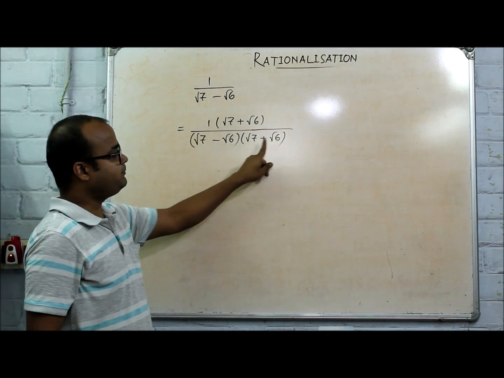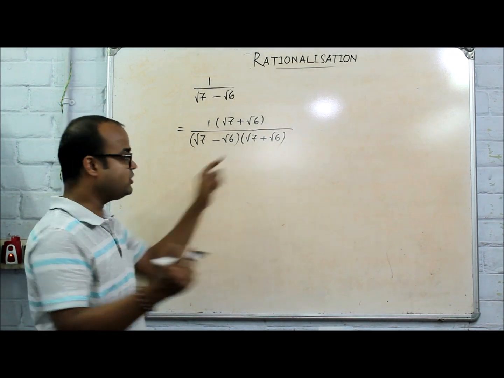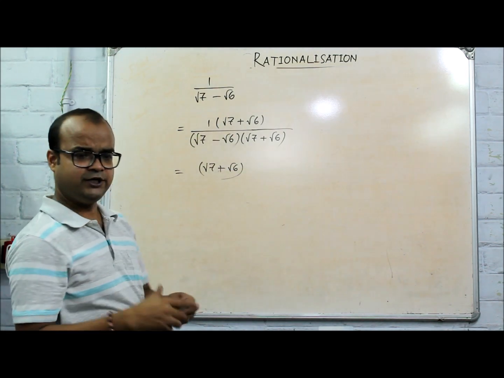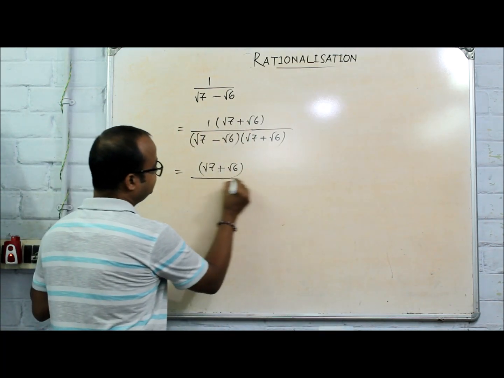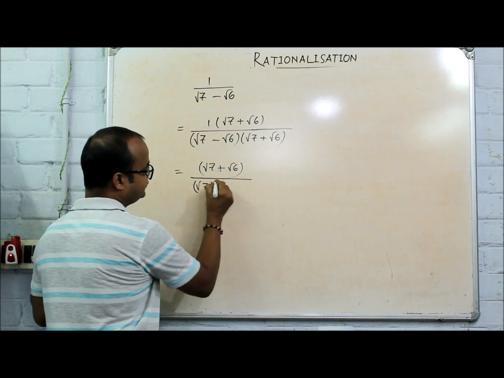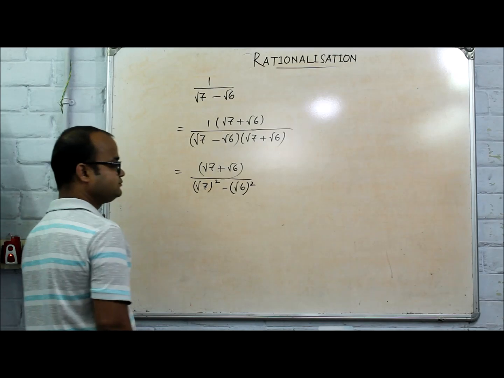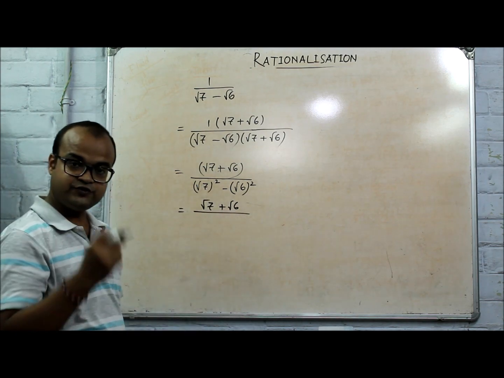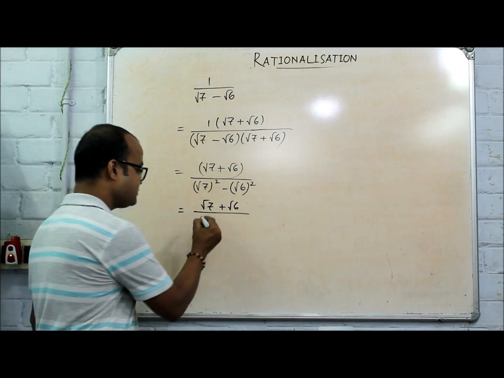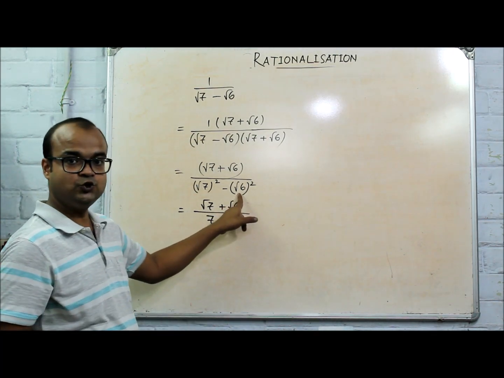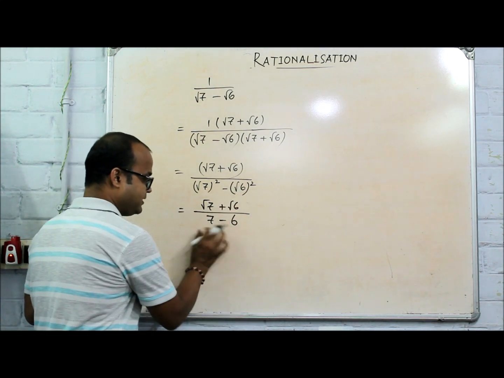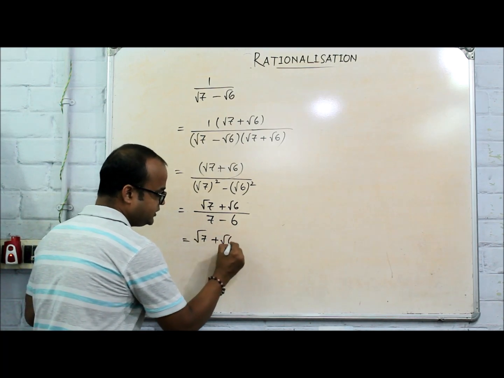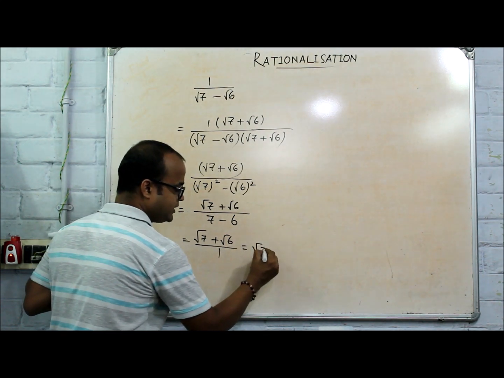(a minus b) (a plus b), so we apply a square minus b square. So root 7 plus root 6, 1 into, so it doesn't matter, 1 into something is written the same. So we write root 7 plus root 6, denominator it will be root 7 square minus root 6 square. Root 7 square means root 7 into root 7 means it is equal to 7 minus root 6 into root 6, it is equal to 6. 7 minus 6 is equal to 1. So (root 7 plus root 6) by 1. So we can write it as root 7 plus root 6.